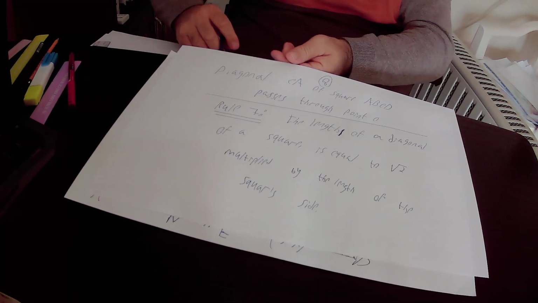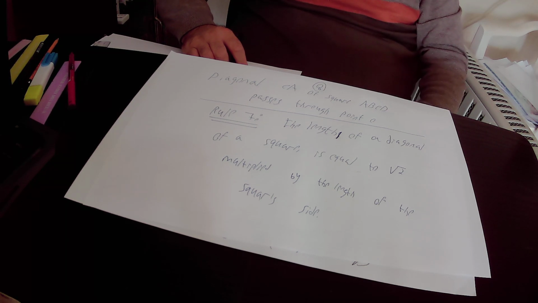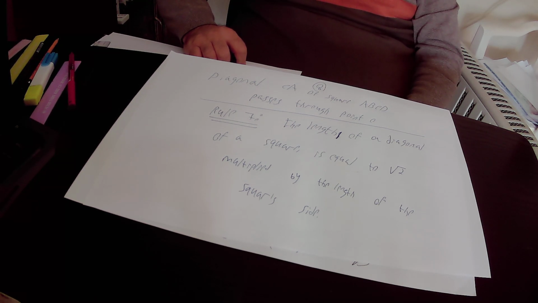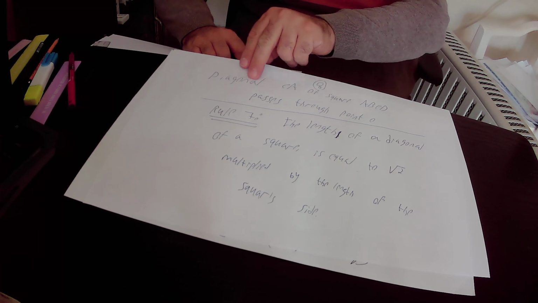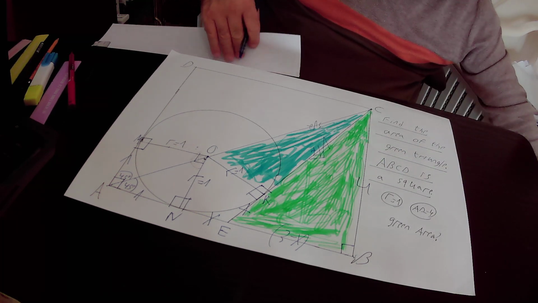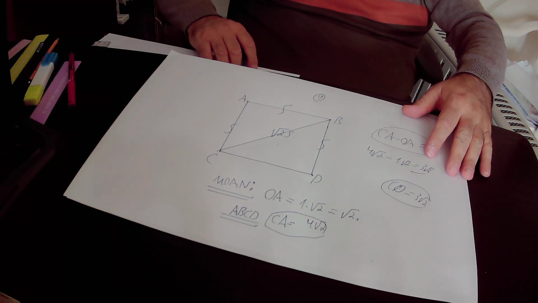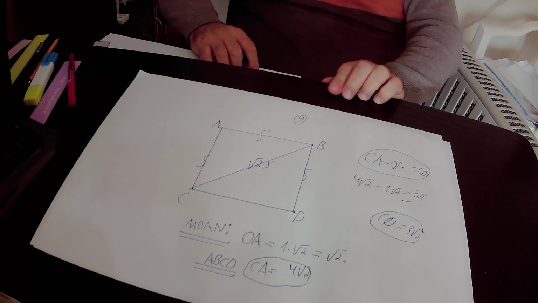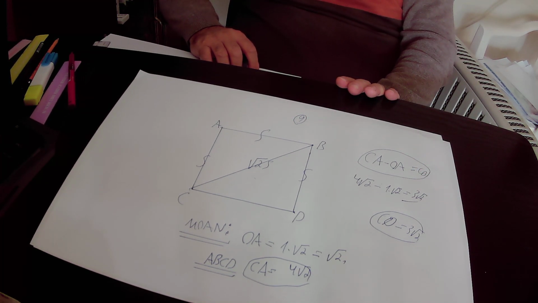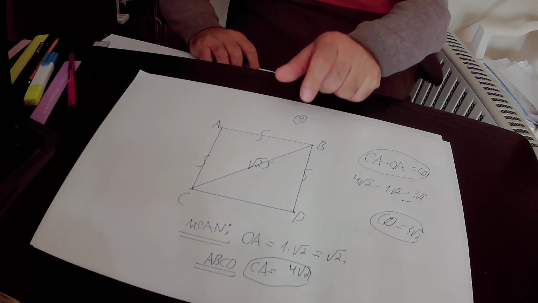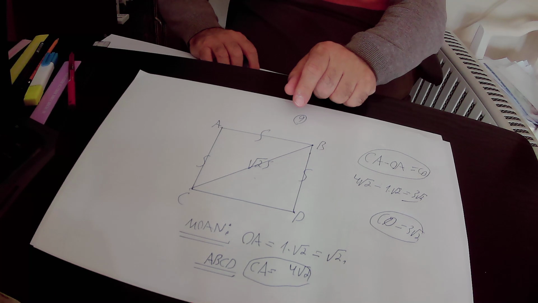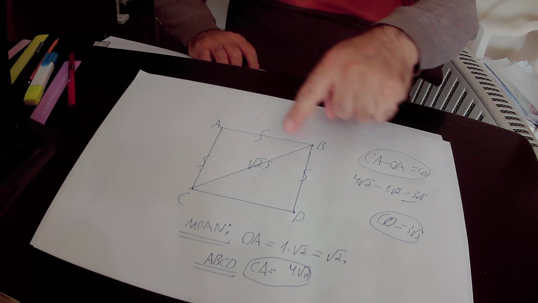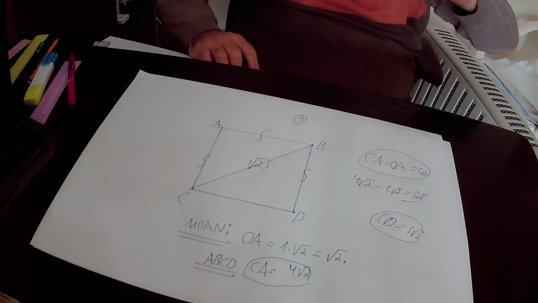The length of a diagonal of a square is equal to square root of 2 multiplied by the length of the square's side. So what is the meaning of rule number 7? The meaning of rule number 7 is that if we have this square, square ABCD, and we know that the length of one side of square ABCD equals S units, then the length of its diagonal BC or AD will be equal to S times square root of 2 units.